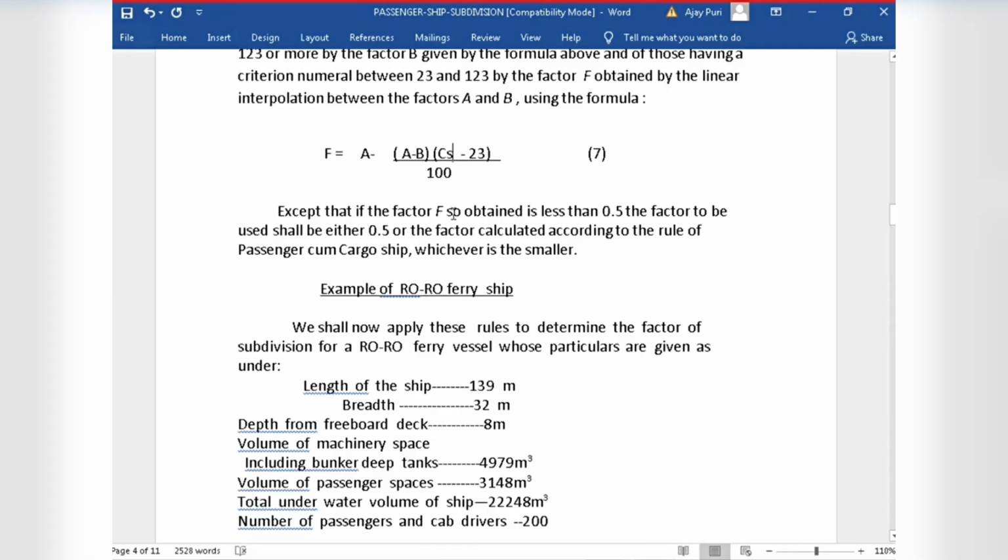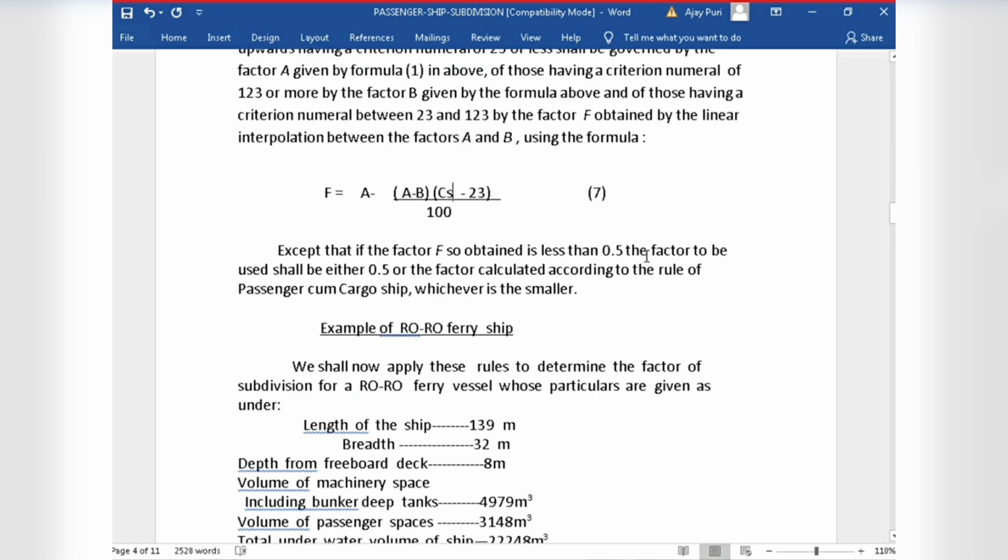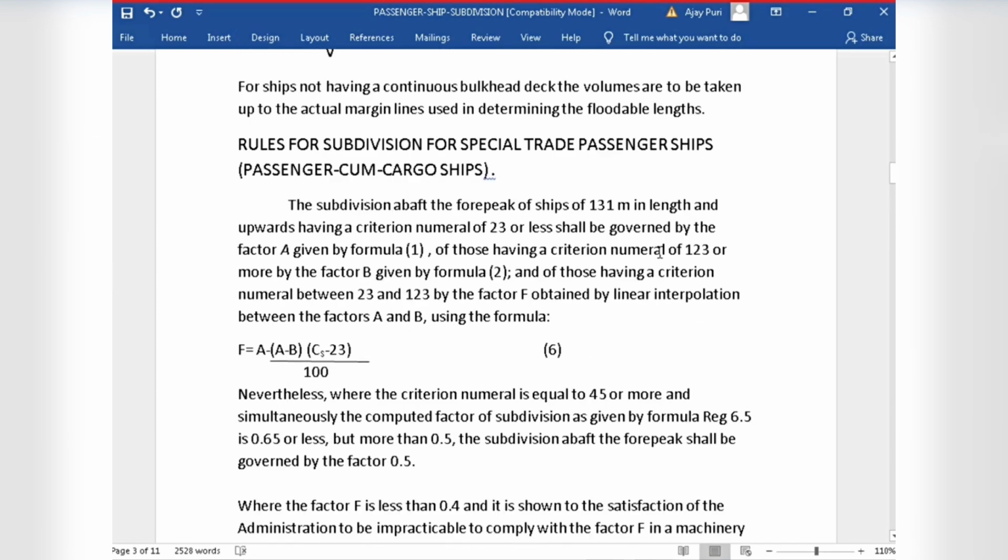Except that if the factor F so obtained is less than 0.5, the factor to be used is either 0.5 or the factor calculated according to the rule for passenger cum cargo ship, whichever is smaller. So factor F, if it is less than 0.5, will be as per this formula for passenger cum cargo ship.